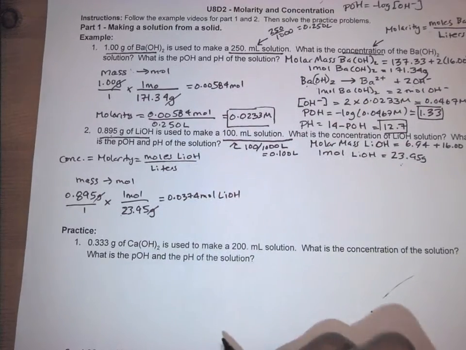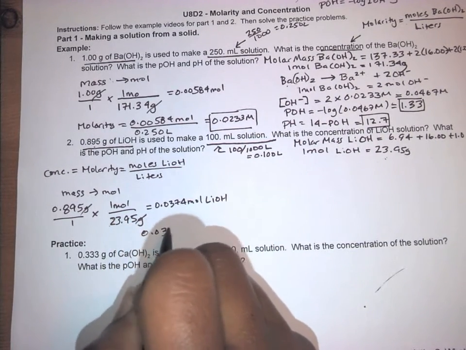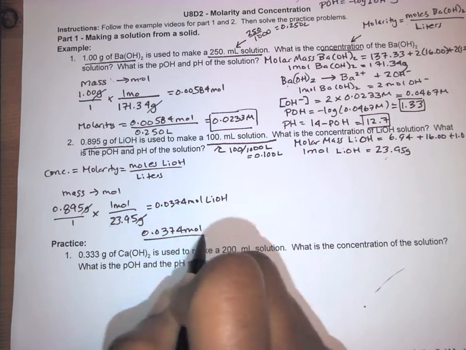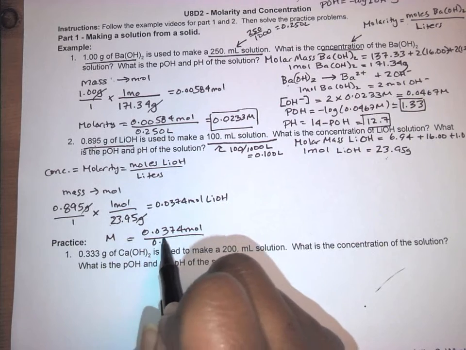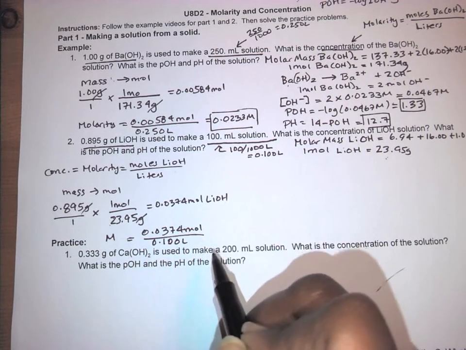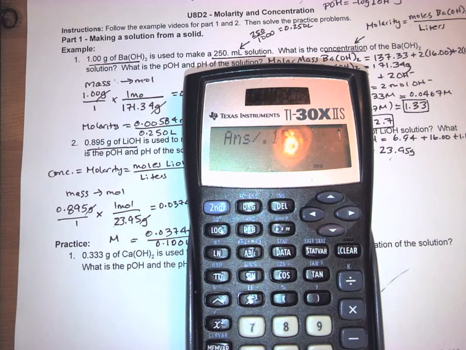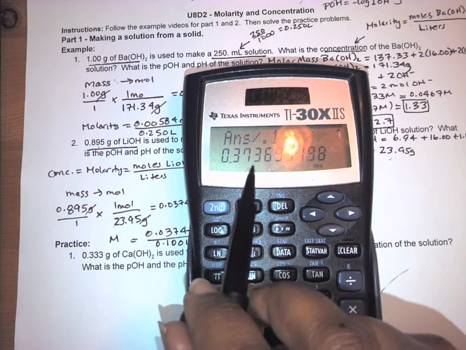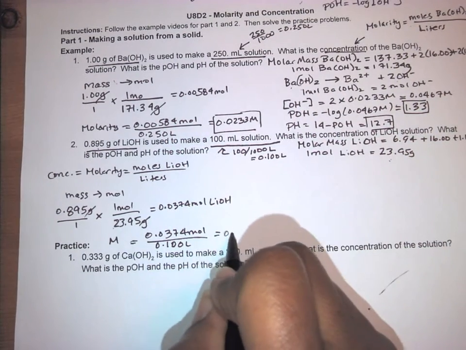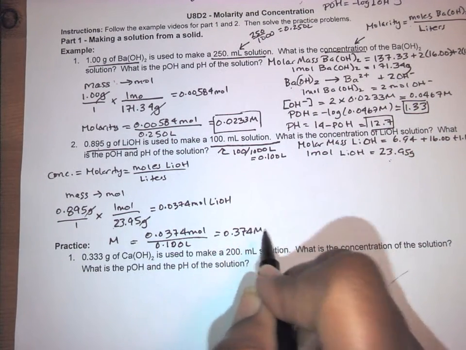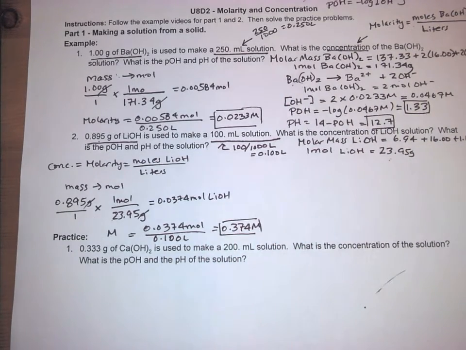Okay, so we have my moles of lithium hydroxide. Now that we have the moles of lithium hydroxide, we're going to take the 0.0374 moles of lithium hydroxide to calculate our molarity and divide it by our liters. So 0.0374 divided by 0.1, and we get 0.374. Okay, so that's our concentration, the molarity of the solution.